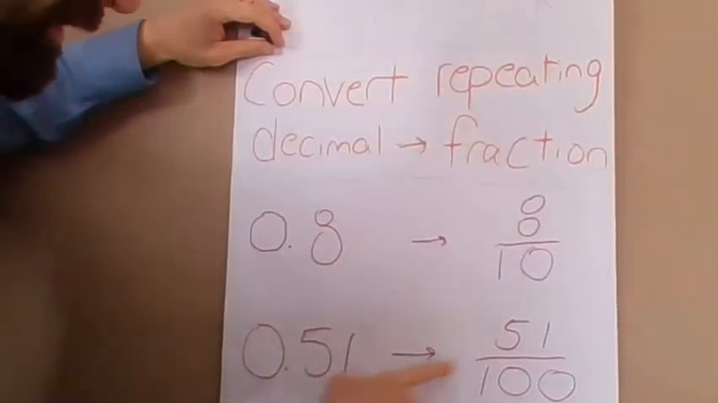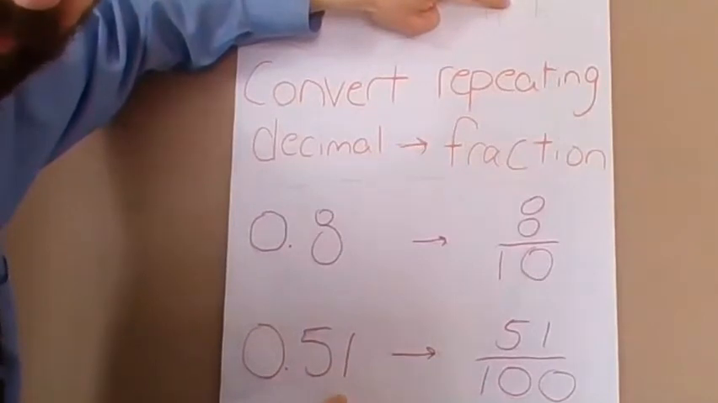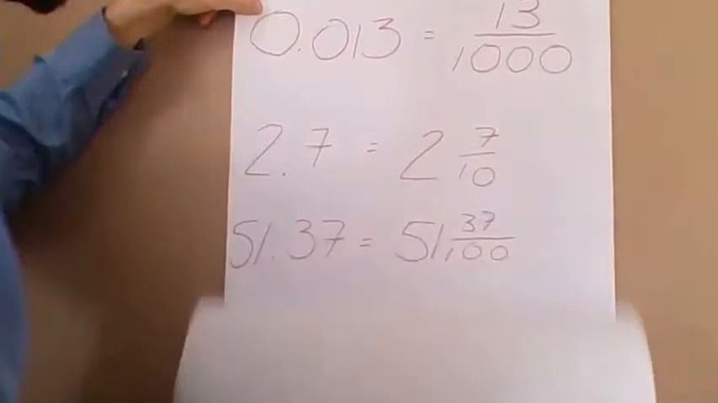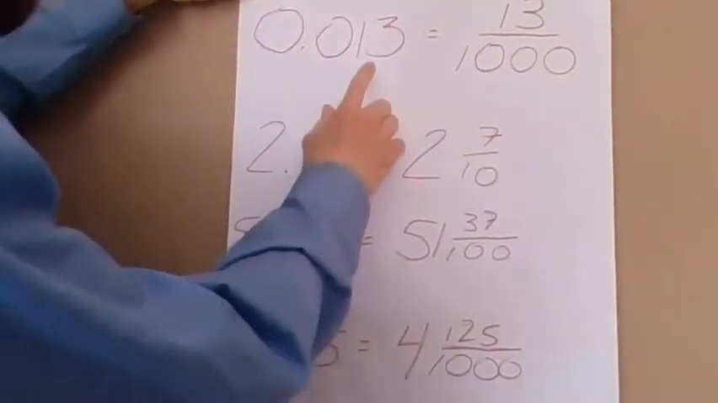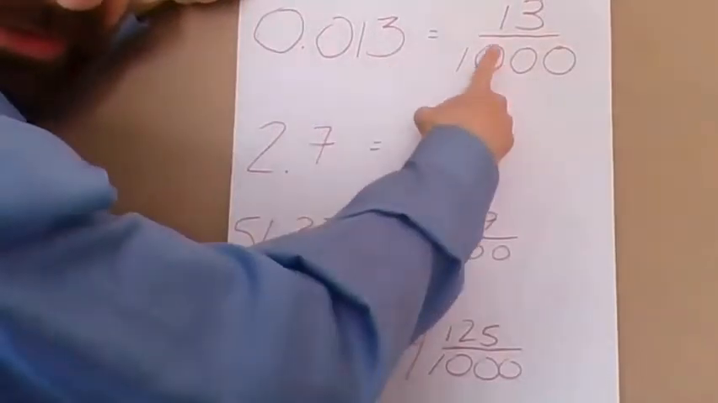0.51, you could write as 51 over 100, right? Because it's in the 100 spot, so you have 51 out of 100. If I went to the 1,000 spot, right? If I had 13 thousandths, then I would write that as 13 over 1,000.